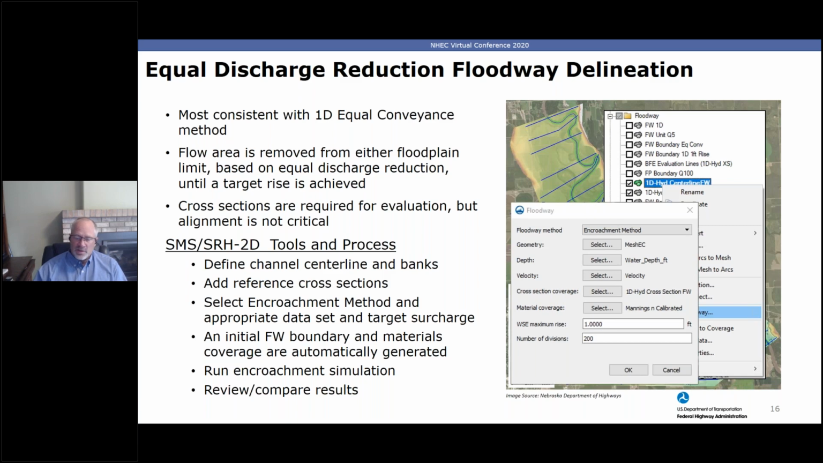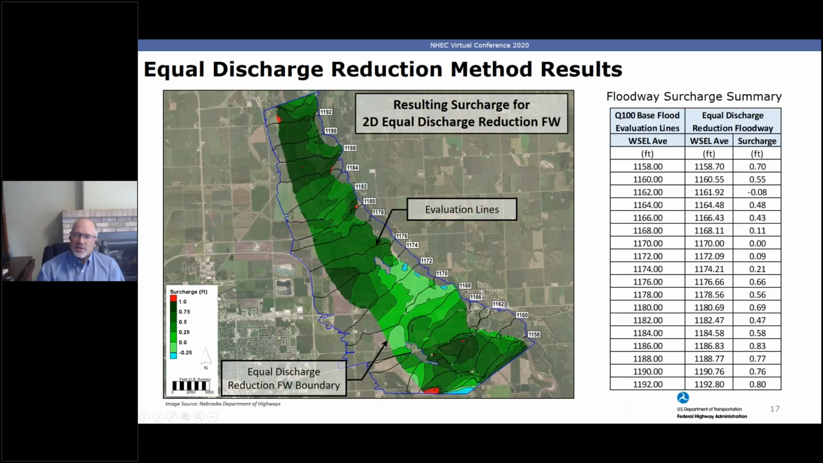And then once you do that, you can compare the results with the base flood and see what it looks like. And so for the equal reduction method, this is the same differential contour plot showing the surcharge with a target rise of 1 foot.